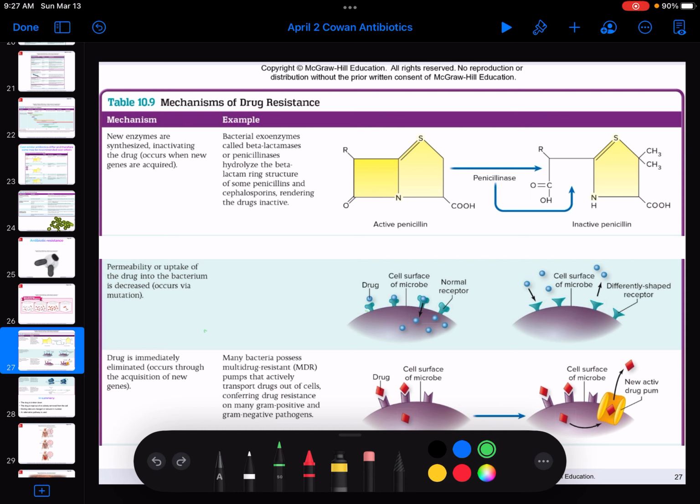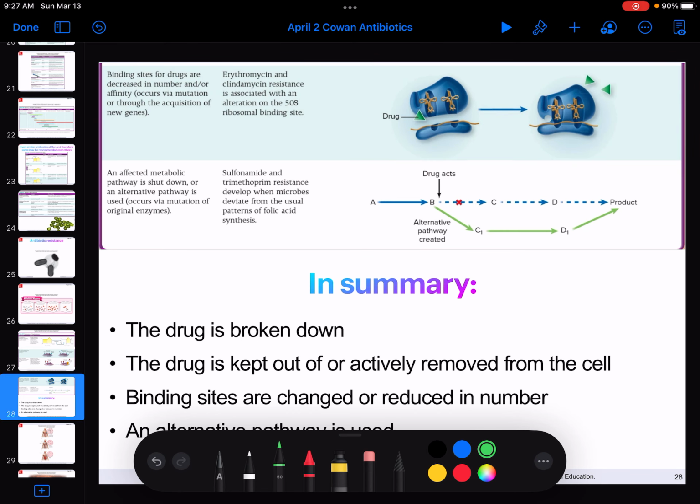So other varieties of antibiotic resistance would be that the bacteria actually gets a new gene that is for a protein that pumps out the antibiotic. So it does get into the cell, but it's not going to remain in there for very long, so it doesn't really hurt the cell. And then there are other versions of what we talked about on the previous slide for changing different molecules.